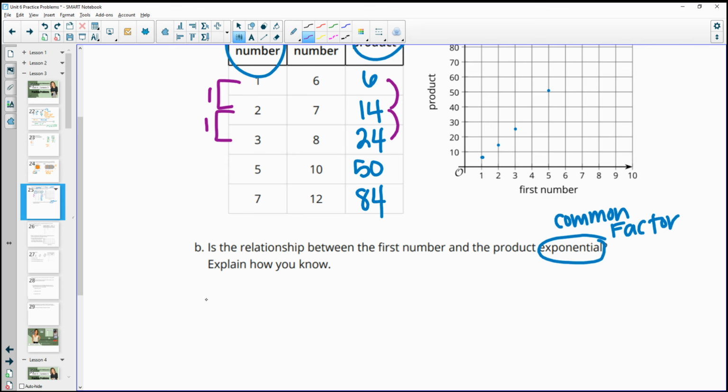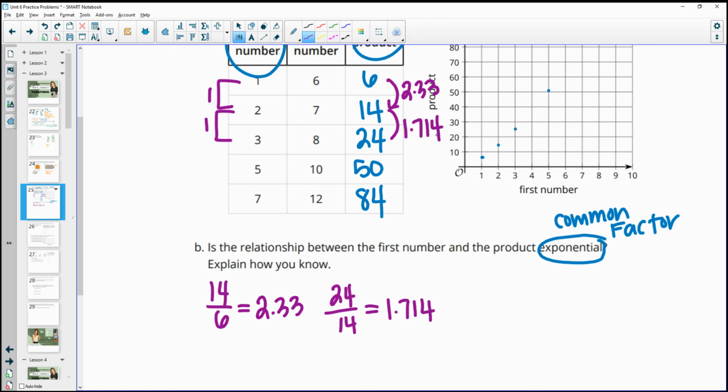So what do I have to multiply by? So 14 divided by 6 will tell me what I needed to multiply by. And in that case, it's 2.33 repeating. So we'll go 2.33 repeating to go from 6 to 14. And then 24 divided by 14 will tell me the factor that I needed here. And so that's 1.714. So then the answer to is this exponential is no, because we don't multiply by the same number, or no, because there's no common factor or common multiple.